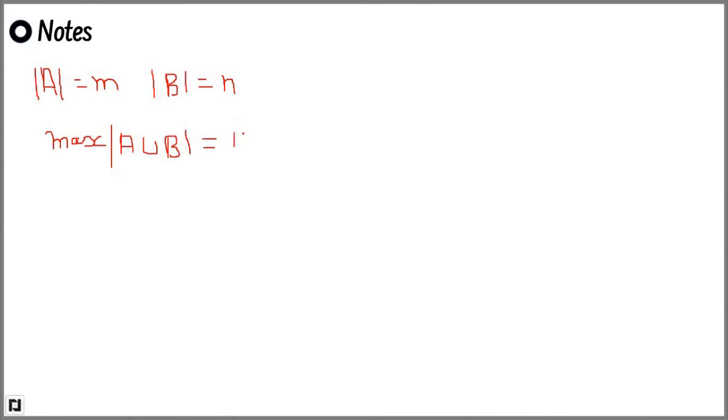Here we are going to discuss some points. If we have a set A which has cardinality M and we have a set B which has cardinality N, then the maximum cardinality of A union B is cardinality of A plus cardinality of B. This is the case when both the sets A and B contain all distinct elements, that is, no element of A is in B.